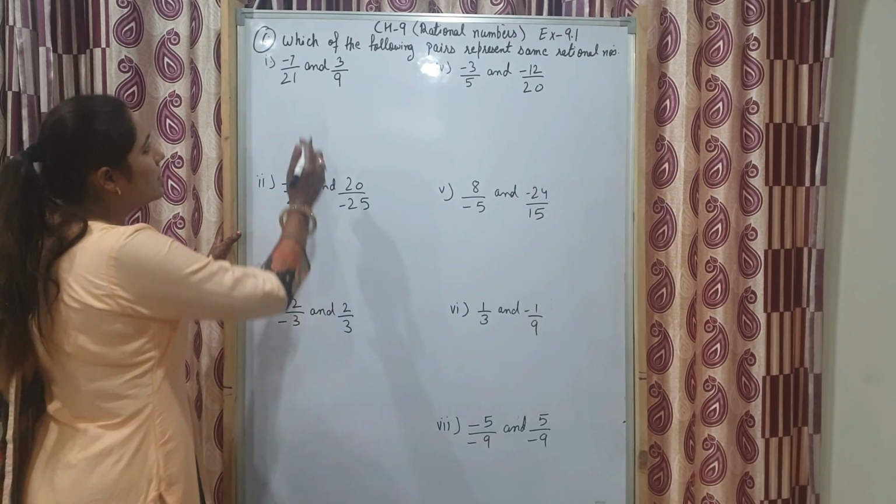Now 5 upon minus 11 and minus 5 upon 11. Again we will shift that sign to the numerator. Now both are the same, so we will put an equal sign. Both are the same rational number. Now one is positive, one is negative. Between positive and negative, positive is always greater than a negative rational number.